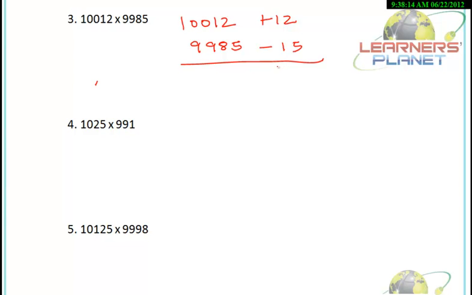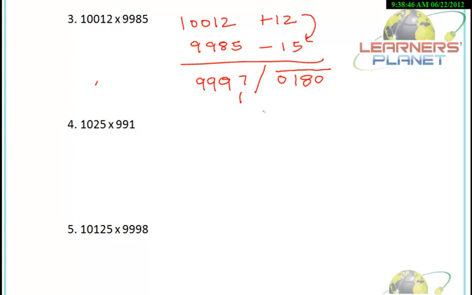Since there are 4 zeros in the 10,000, from this multiplication we have to fill up 4 digits. But 15 into 12 is 180, so we have to put one more 0 over there to make it 4 digits. Okay, then that will obviously be negative. Now 10,012 minus 15 or 9985 plus 12 will be getting 9997.